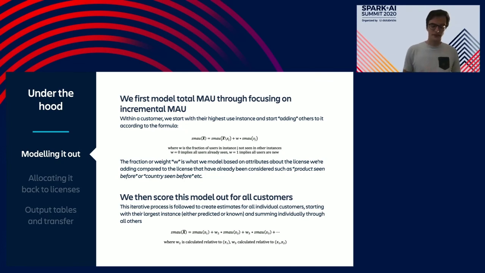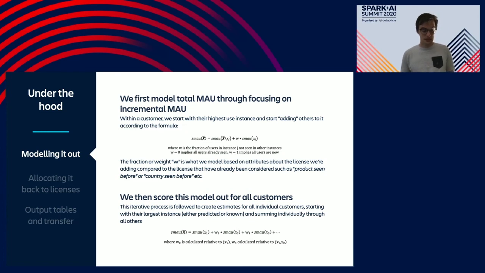Well, maybe we have 2 licenses with 20 MAU together, and then there's a third that has 10 MAU, but when you put it all together, it's 25. So 20 plus 10 is 25. In that case, it's 100% of the 20 plus 50% of that 10 MAU in order to make 25. And it's that 50%, or the fraction of the next license that we should include, that we go and predict.